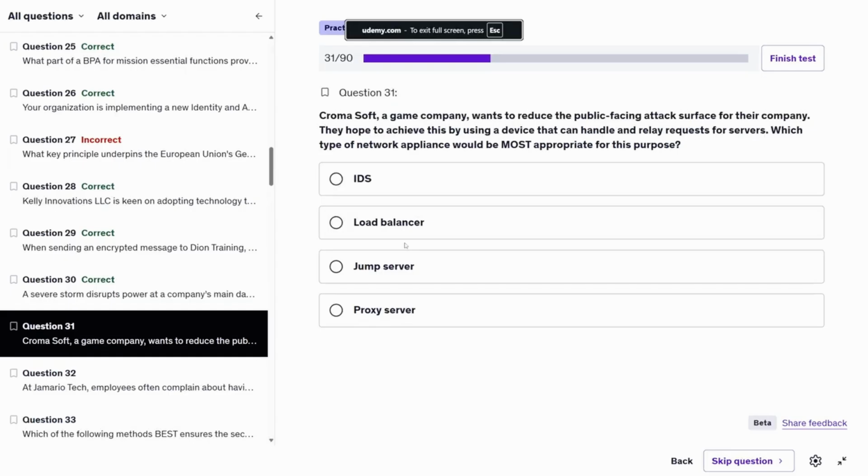Okay, question 31. Chromasoft, a game company, wants to reduce the public-facing attack surface for their company. They hope to achieve this by using a device that can handle and relay requests for servers. Which type of application appliance would be most appropriate for this purpose?